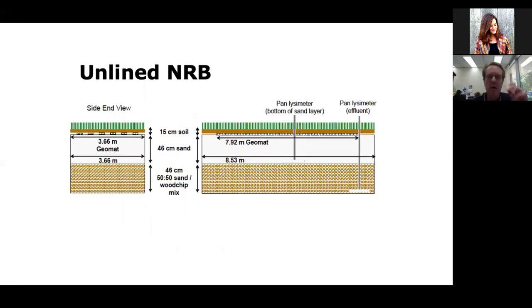This is a lined NRB design. So there's a topsoil, then 18 inches of sand. This chart is in centimeters, but that's 18 inches of sand, and then 18 inches of sand and wood chips. This unlined system is a system where there's final deposition to groundwater. In other words, we don't capture the effluent from this. It goes directly into the environment.